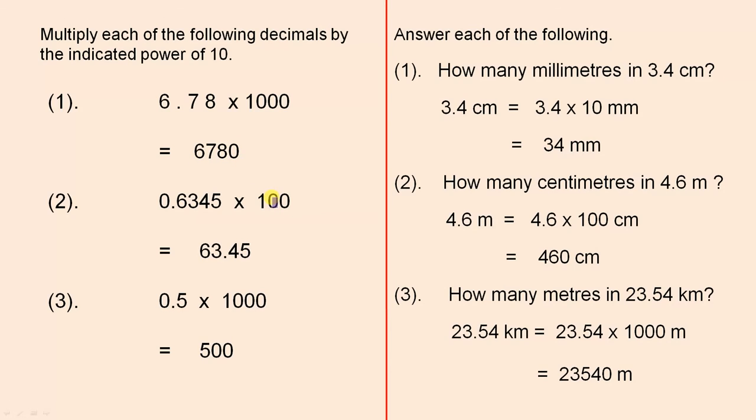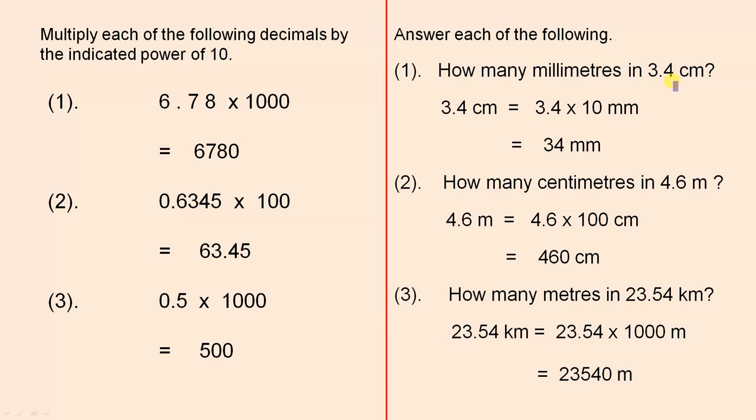Again, we're multiplying by 100. Move the decimal point 2 places to the right. There's the answer. Now 0.5 by 1000, okay, so what happens here is you move the decimal point 3 places to the right because you're multiplying by 1000. So pretend it was there, 1, 2, 3. So you add whatever zeros you need.